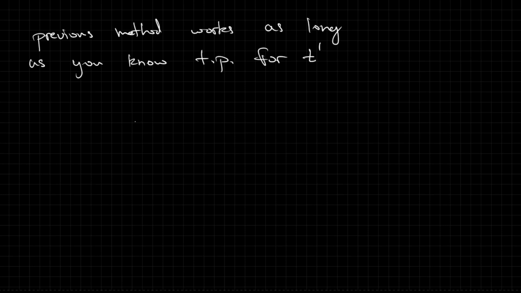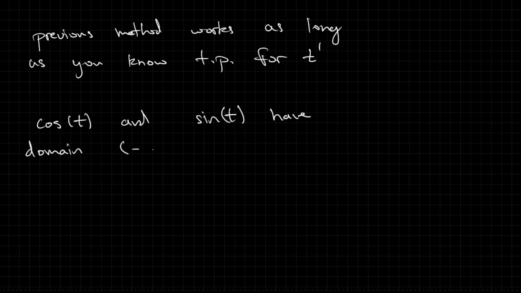However, it is important to note that cosine of t and sine of t have domain all real numbers, minus infinity, comma infinity. I think a common misconception is students tend to think that sine of t and cosine of t can only be evaluated if t happens to be some special angle. However, that's not the case.